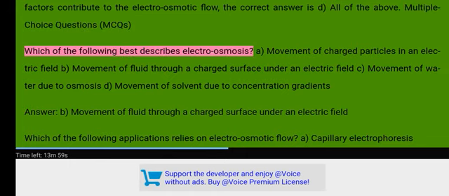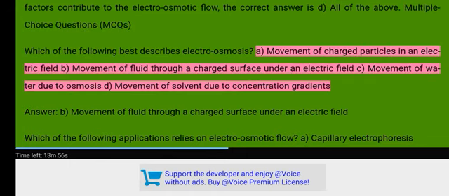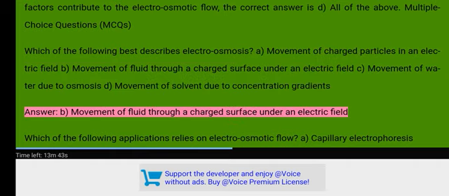Multiple choice questions, MCQs. Which of the following best describes electroosmosis? A. Movement of charged particles in an electric field. B. Movement of fluid through a charged surface under an electric field. C. Movement of water due to osmosis. D. Movement of solvent due to concentration gradients. Answer, B. Movement of fluid through a charged surface under an electric field.